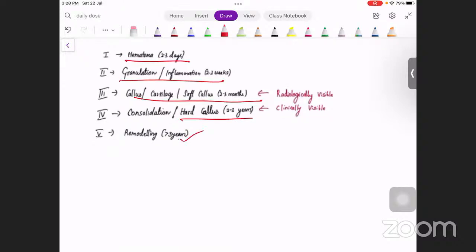So stage 1, hematoma. Stage 2, granulation. Stage 3, callus or soft callus formation. Stage 4 is consolidation or hard callus formation, while stage 5 is remodeling. Radiologically visible staging of your fracture healing is stage 3, while the clinically visible one is your stage 4.